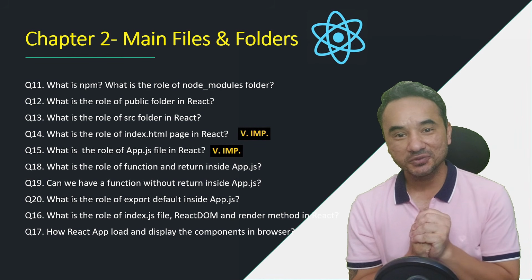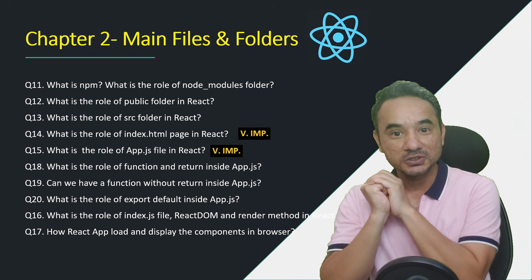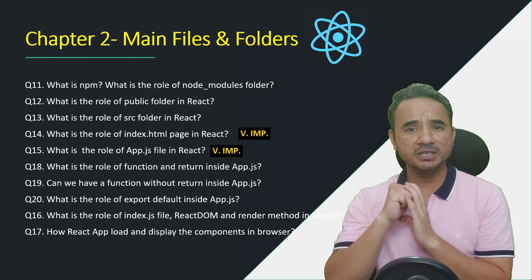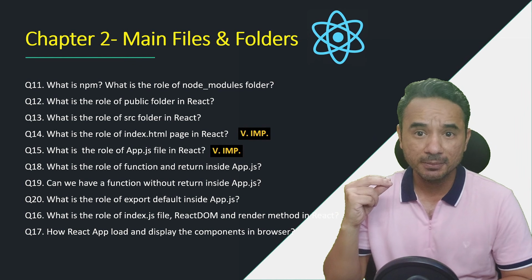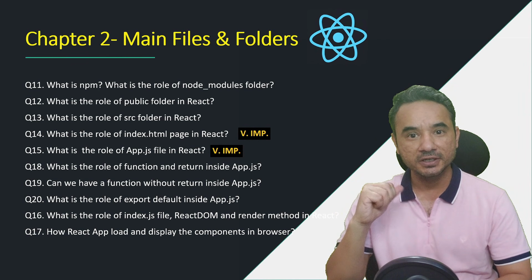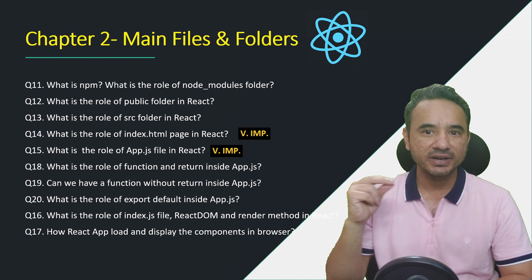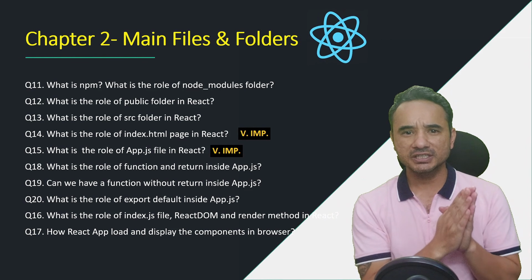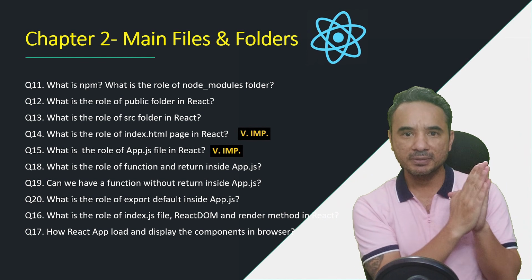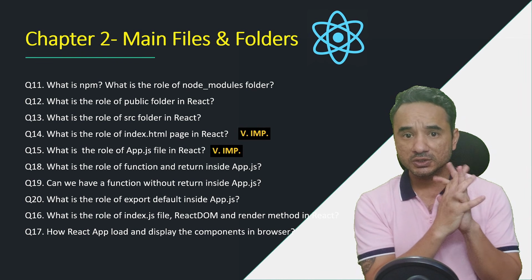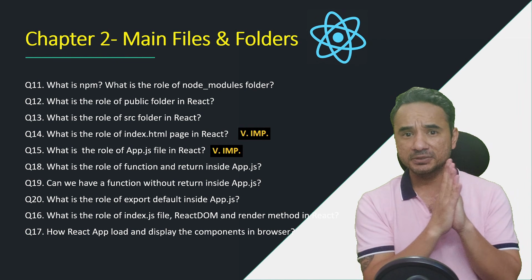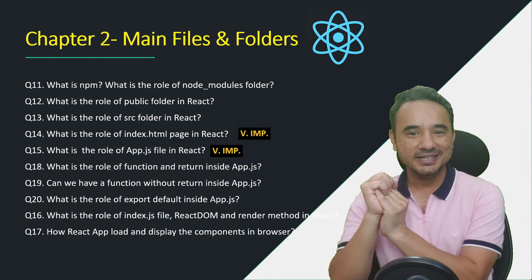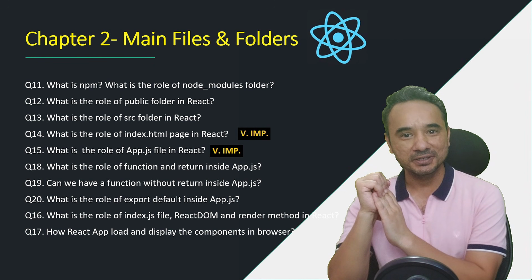Alright, congratulations, we have completed the first chapter of this course, which had the basic fundamental questions. Now in this chapter we will cover questions about the files and folders which are available by default in the React project. When you create your project for the first time, these files are like the starting point of your application. We will have simple questions about folders like node_modules, public and src, and also questions on files like index.html, App.js and index.js, what they do and why we need them. So let's start with the first question of this chapter.